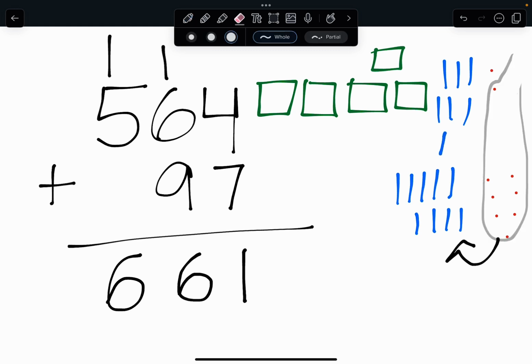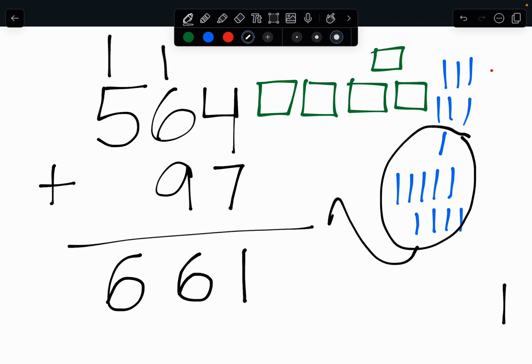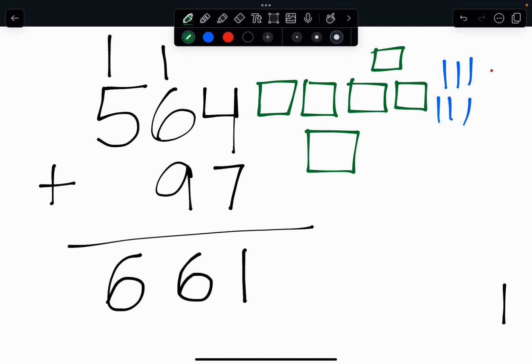Then I'm going to erase all these ones because I turned them into a 10. And I have a 1 left in my ones place. Now we know if I have 10 10s, I turn them into a 100. So I'm going to circle these 10 right here and turn them into a 100. I'm going to erase these because I turned them into a 100. And I see that I have 6 10s.